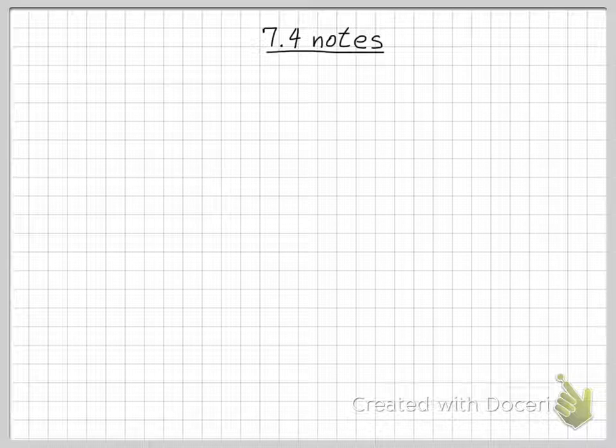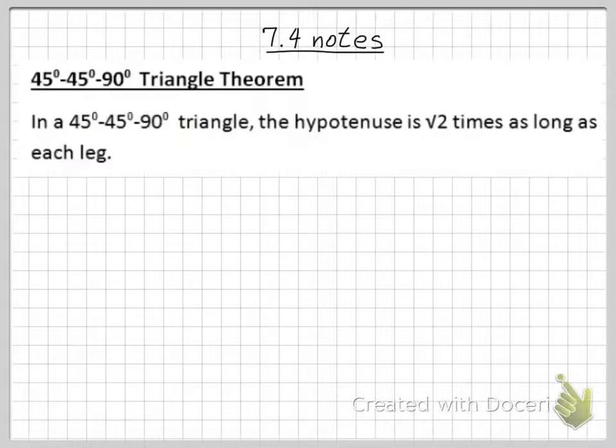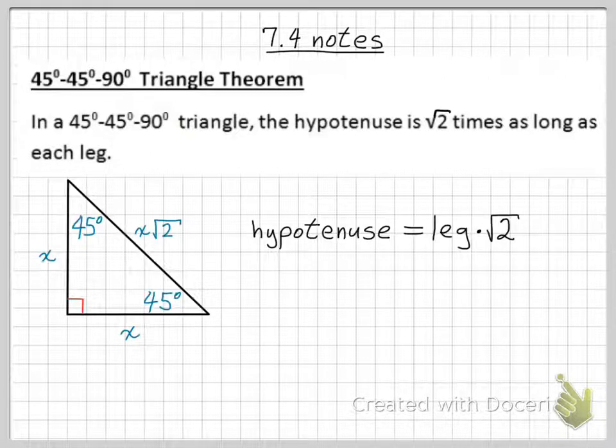Today's topic is special right triangles, and there are two kinds. The first kind is a 45-45-90 triangle. The 45-45-90 triangle theorem states that in a 45-45-90 triangle, the hypotenuse is root 2 times as long as each leg.